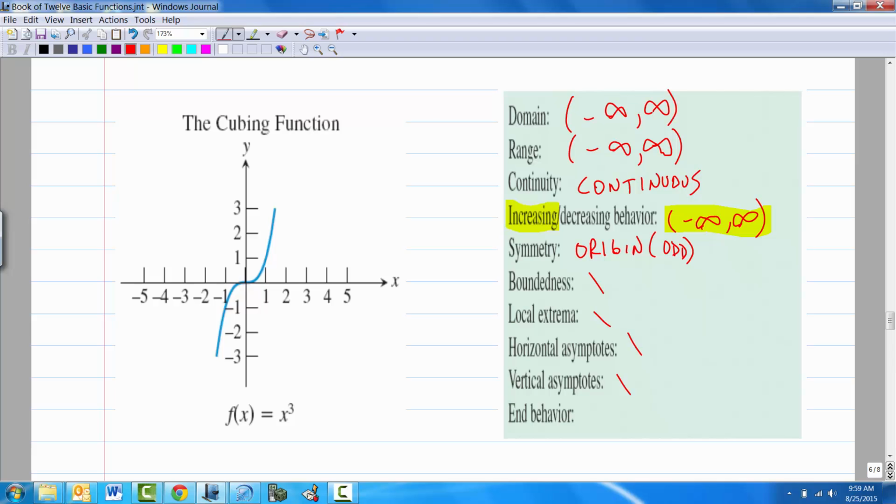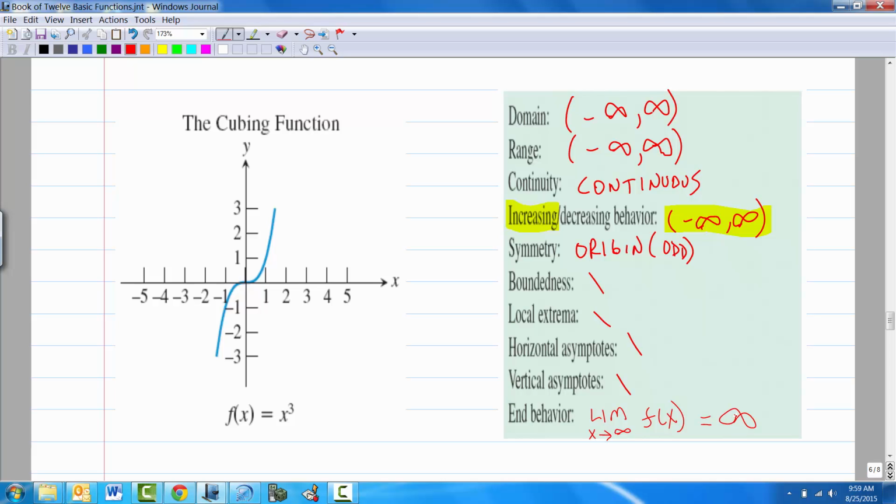There is only increasing behavior on that, and this is a classic odd function. There is no boundedness, no extrema, and so on. Limit as x approaches infinity, what does y approach, everybody? Infinity. How about negative infinity? It's negative infinity.